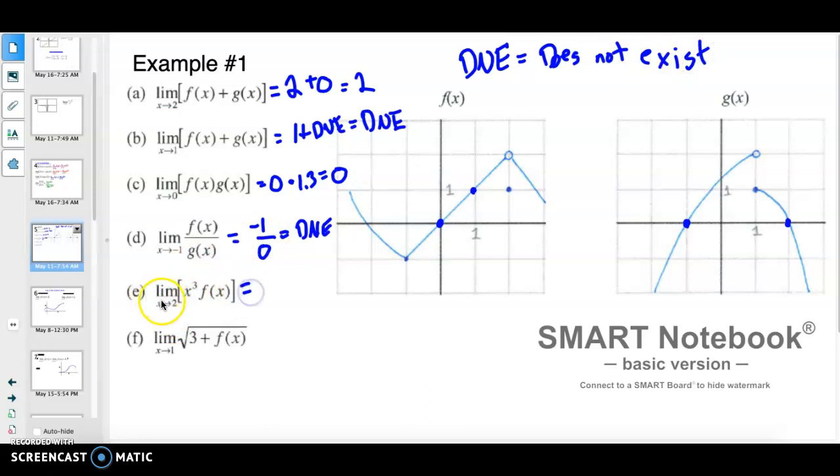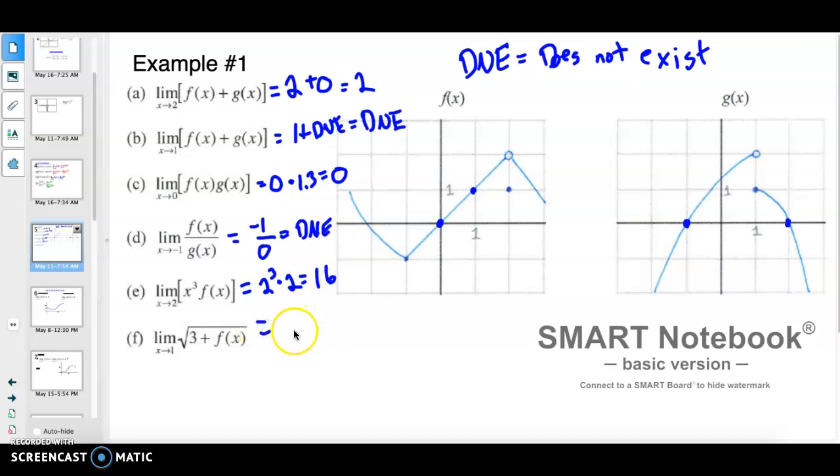Continuing on, here we've got the limit as x approaches 2. Here we didn't use g of x. However, if they just give you an x, that means you can plug in 2 right away. So what we've got is 2 cubed multiplied by whatever the limit as x approaches 2 of f of x is. As x approaches 2, the y value is also 2. So you've got 2 cubed times 2, and when you evaluate that, you're going to get 16.